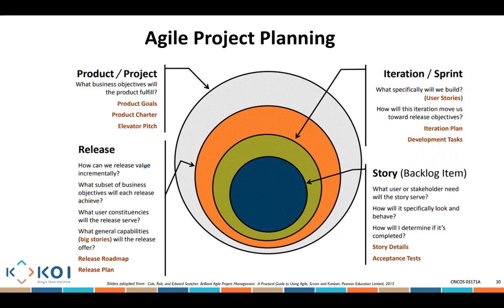Each release will have a goal. What user constituents will be served by the release? So I'm delivering software which could be for more than one type of user. One side may be for marketing, one side for accounting, and one side for HR. I have to think about all of these things to deliver what they need to be delivered.